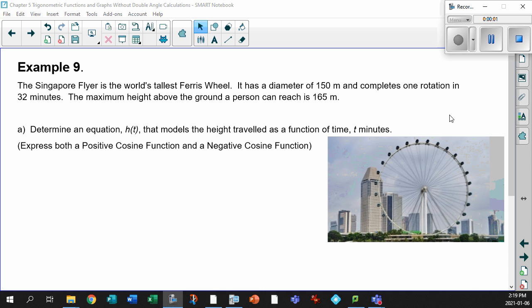All of the questions I've done for you so far, I've given you the equation. Now I'm going to give you a bunch of information and I want you to figure out the equation. Look at this example. I love this.